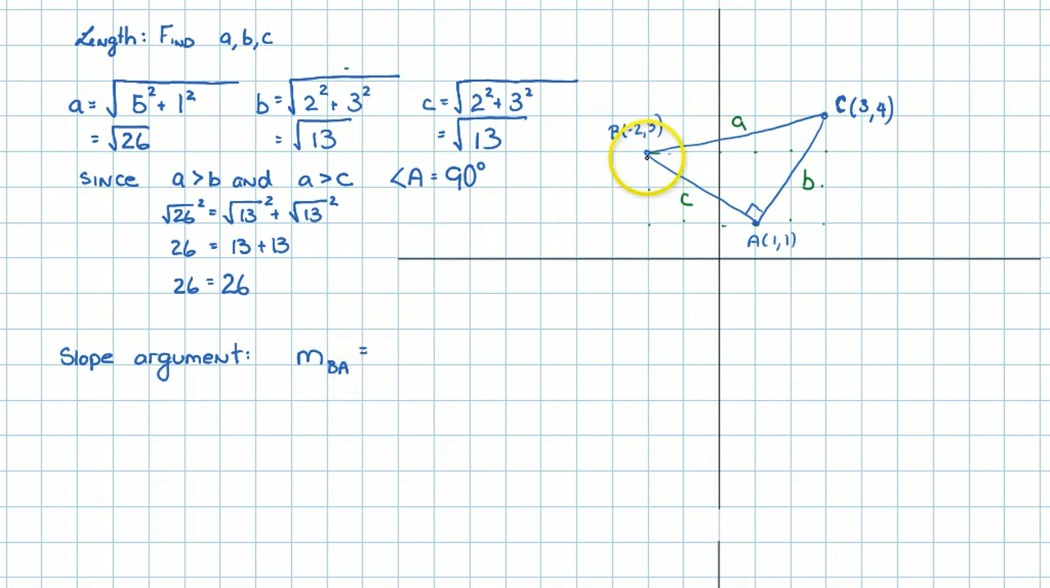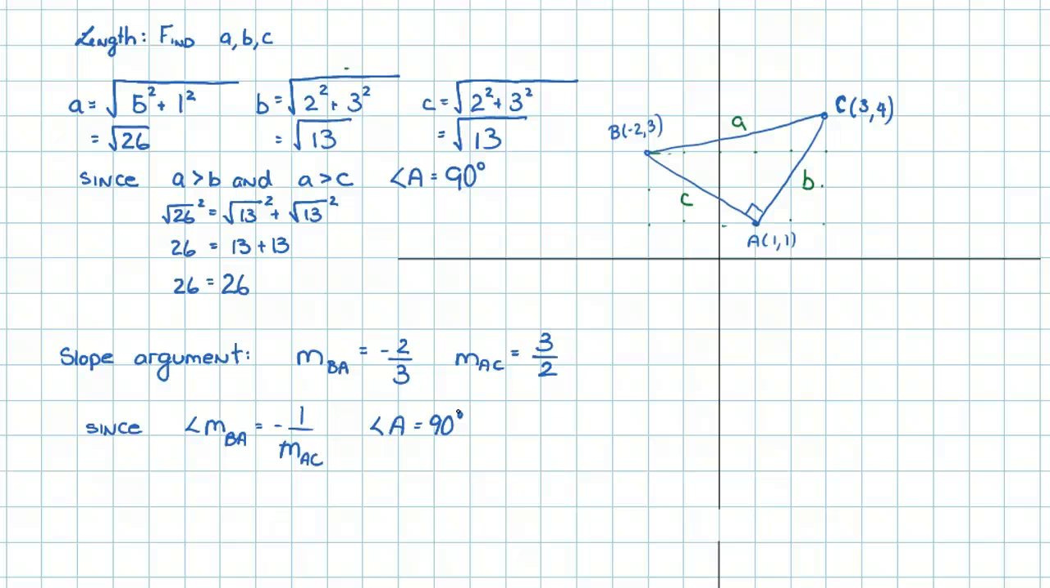The slope of BA we can see is rise, so it's negative 2 over the run, which is 3. And I'm going to find the slope of AC. So this is rise, which is 3 over 2. And I notice that since the slope of BA is equal to the negative reciprocal of the slope of AC, angle A is equal to 90 degrees. So that's the other way I could go about doing this.